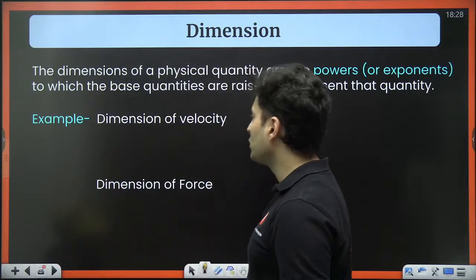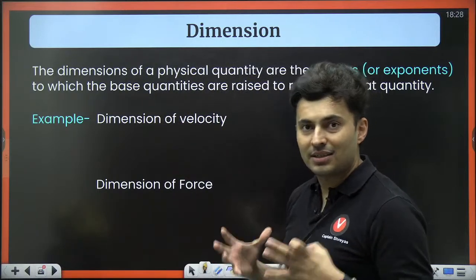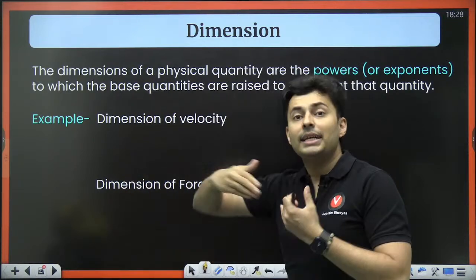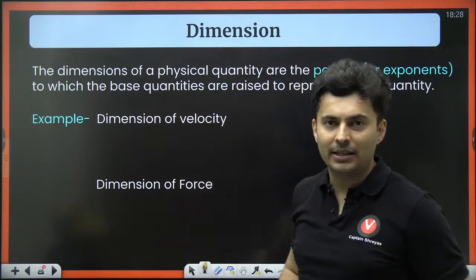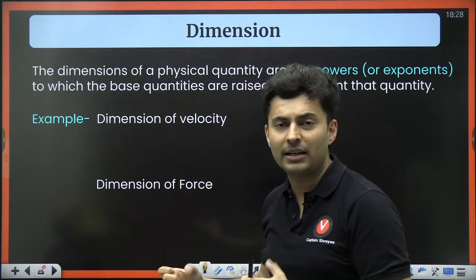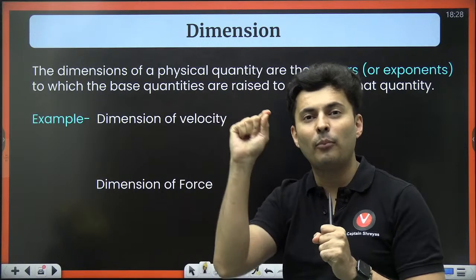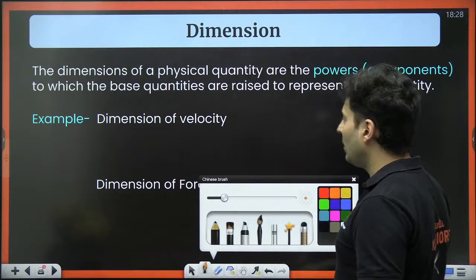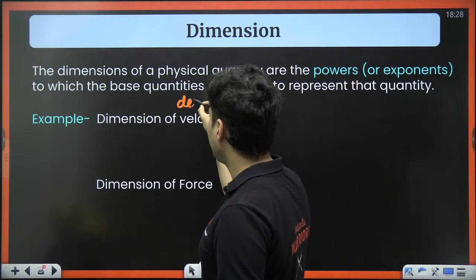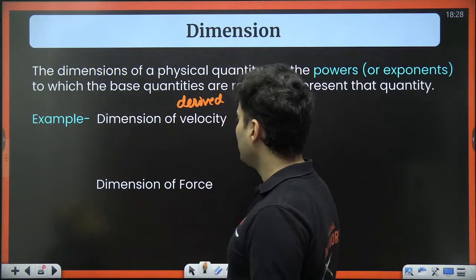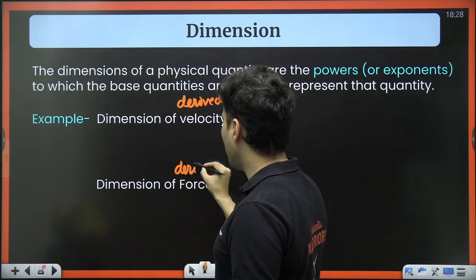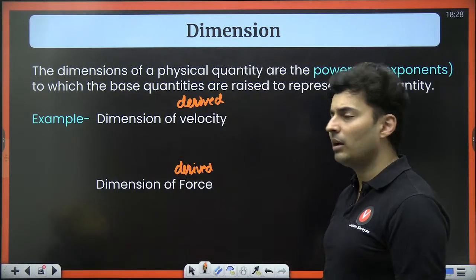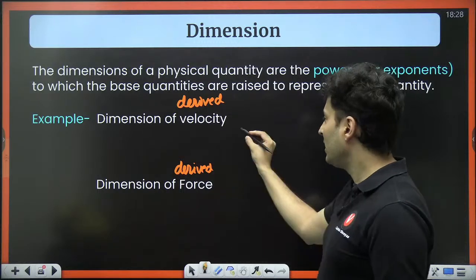So, my dear students, the meaning of dimensions is that you can express any quantity, be it fundamental or derived, in terms of the fundamental quantities by raising them to appropriate powers. Example, velocity. I know velocity is a derived quantity. Even force is a derived quantity. Everybody with me? Can I express it in terms of fundamental quantities? The answer is yes.